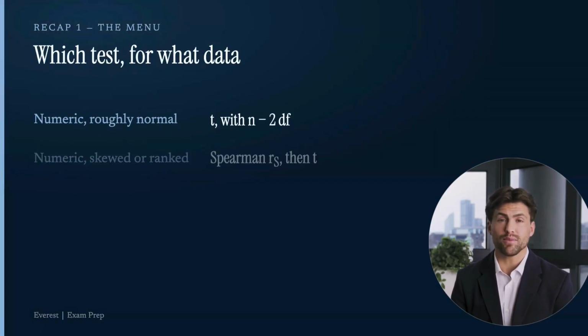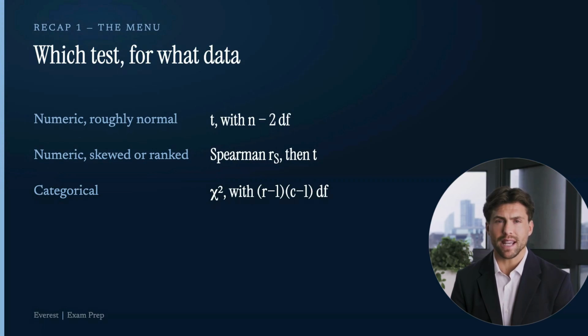Let's finish with the 5 things worth carrying into the exam across both videos. First, which test goes with which data? 2 numeric variables that behave themselves: the test on the correlation. 2 numeric variables that don't: Spearman on the ranks. 2 sets of categories: chi-square on a contingency table.